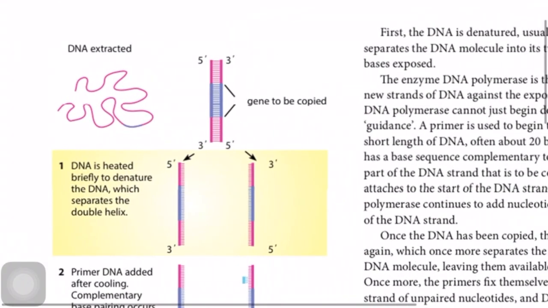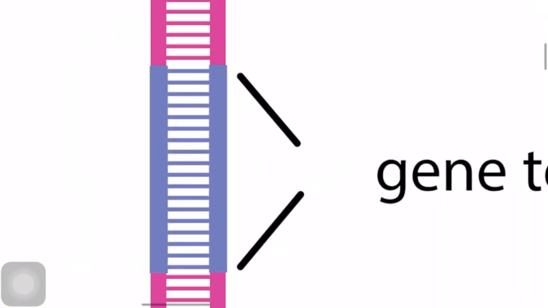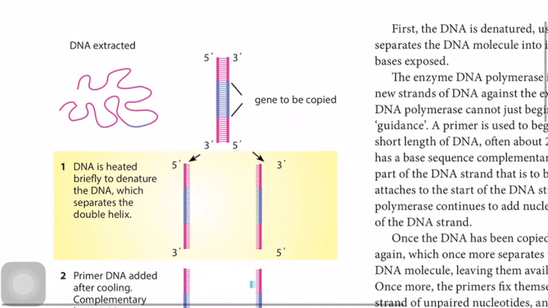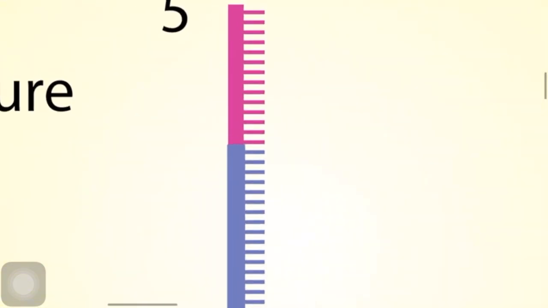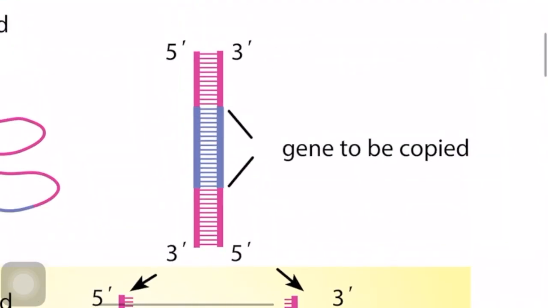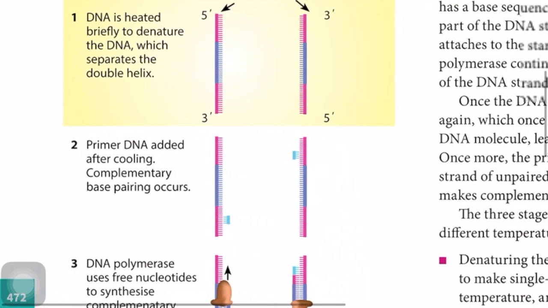Okay, let's see. This is the DNA extracted, and suppose this is the part of the gene that we need to copy. Okay, so DNA is heated briefly to denature the DNA, which separates the double helix. Yes, we get a single strand of DNA, because if you want to make copies of it, we first need to make single strands of DNA. Now, primer DNA is added after cooling, for complementary base pairing.